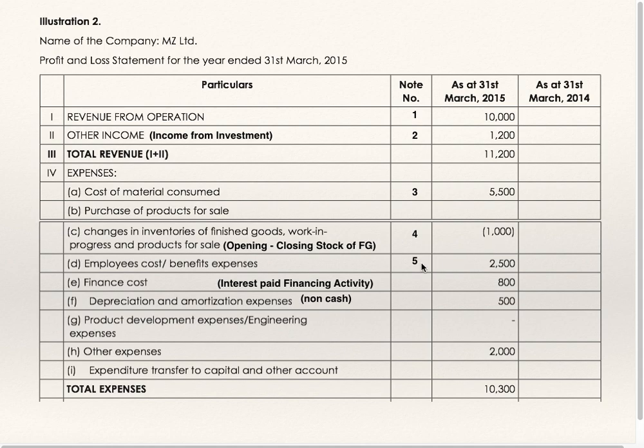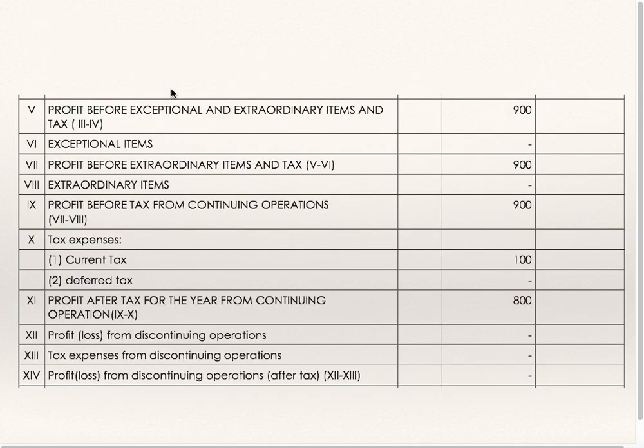Employee cost, note number 5. Finance cost. Finance cost is nothing but interest paid. This is to be shown under financing activity. No note has been prepared for this. Depreciation, amortization expenses, these are non-cash expenses. Other expenses are 2000. Total expenses are 10,300. Profit before exceptional, extraordinary item and taxes 900.